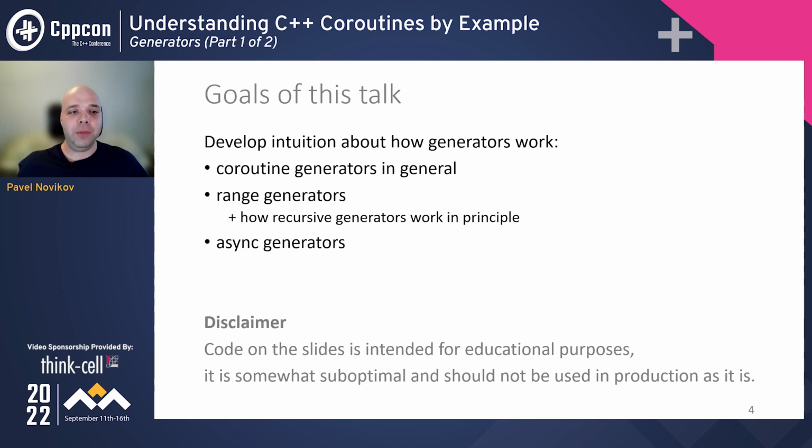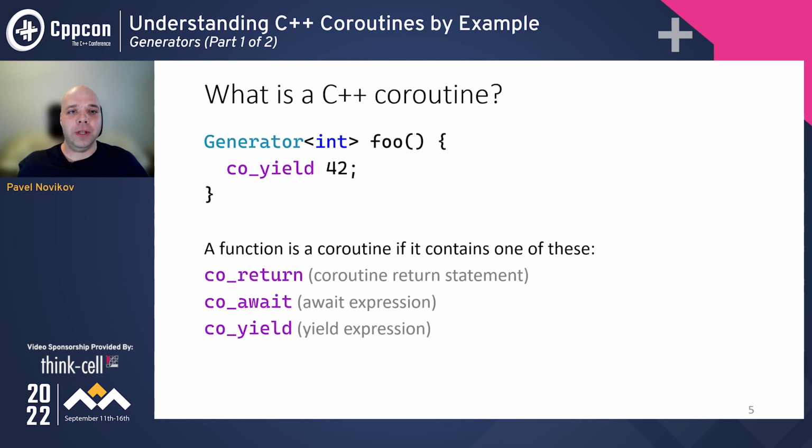And a disclaimer: the code on these slides is not optimal. It is for educational purposes, so you can understand in principle what's going on. But in general, this is not the best, most efficient way to implement generators. So let's start. What is a coroutine?